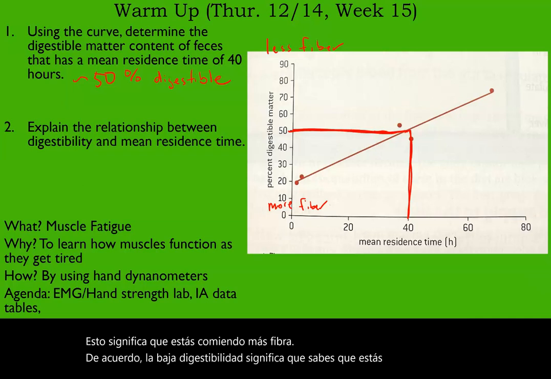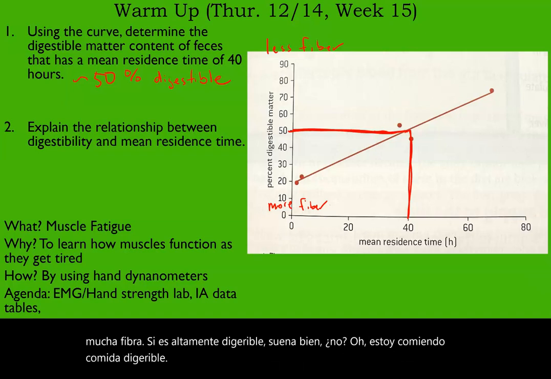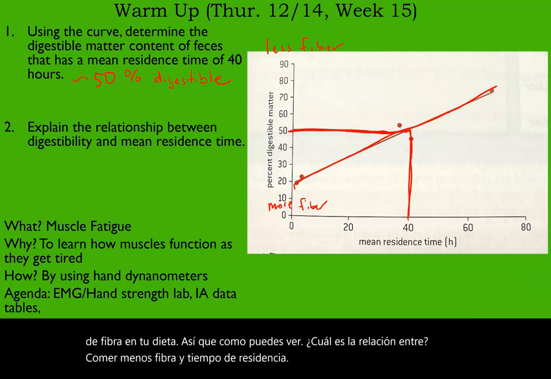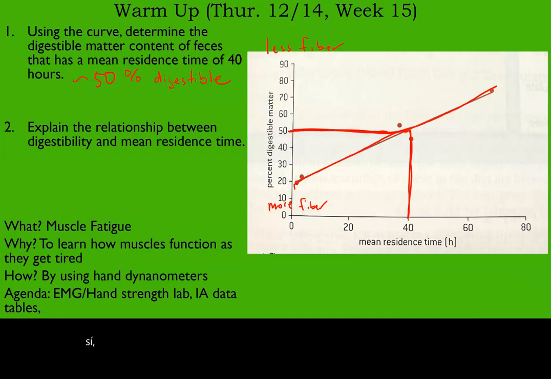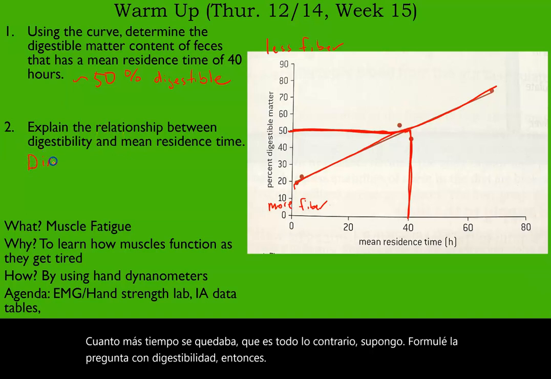If it's highly digestible, that sounds good, doesn't it? Oh, I'm eating digestible food. That's great. Well, not so much, because you need a certain amount of fiber in your diet. So as you can see, what's the relationship between eating less fiber and residence time? Yeah, the more digestible, the longer it stayed, which is the opposite. I guess I worded the question with digestibility. So it's direct.